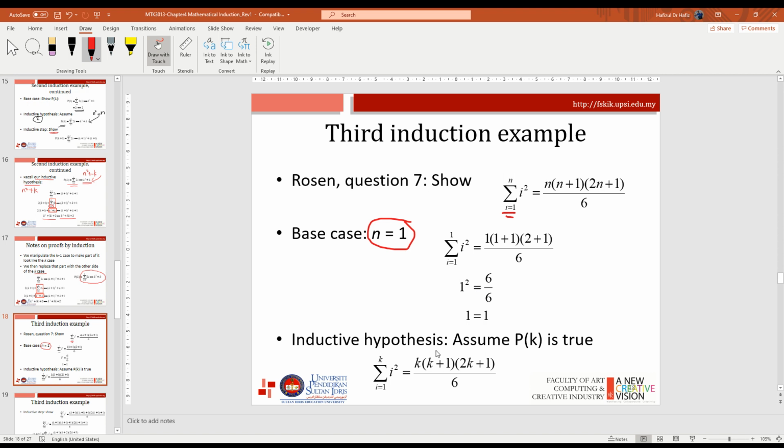Okay, and then the inductive hypothesis for the second step. Assume that Pk is true. Okay, we have the sum of i power of 2, i from 1 to k, is equivalent. We replace the value n by k. Okay, we replace by Pk plus 1. Okay, we replace k, and then k(k plus 1)(2k plus 1) divided by 6.